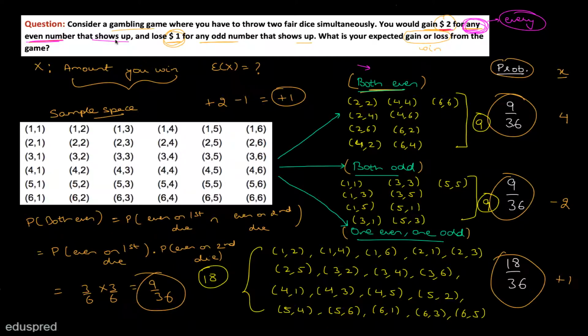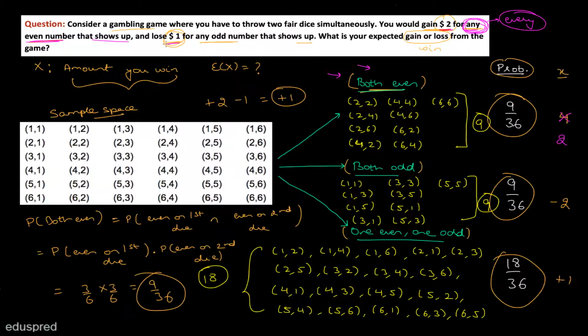But they have written you would gain $2 for any even number that shows up. So if someone takes a look at your output and sees that there is some sort of even number over there, you just get $2. It doesn't matter whether both of them are even or not. If there is something even, you get $2. So instead of this, you're going to have 2 over here.